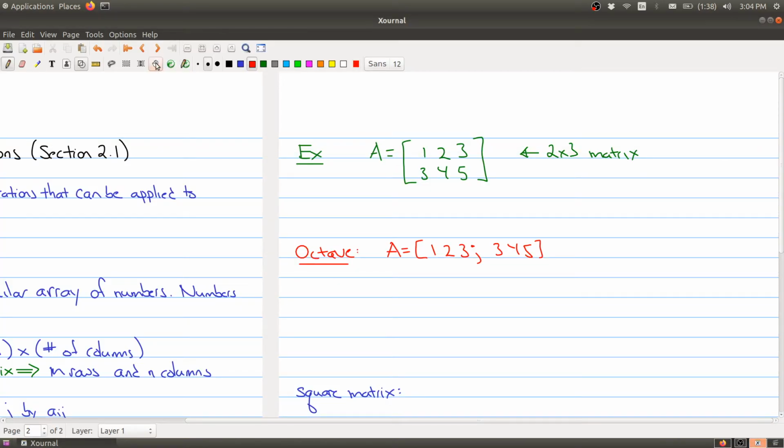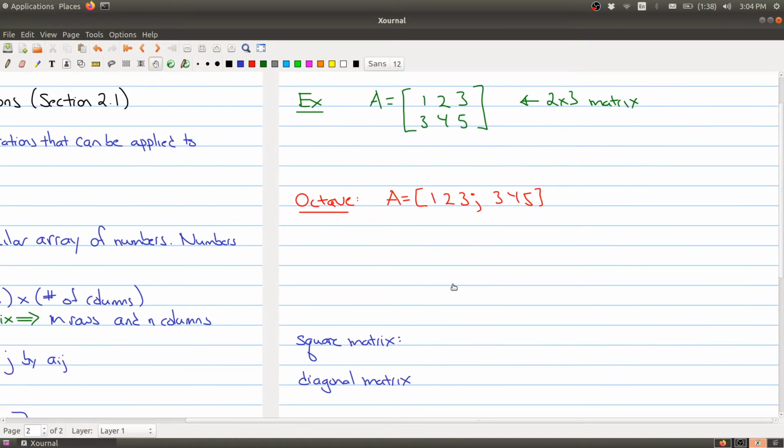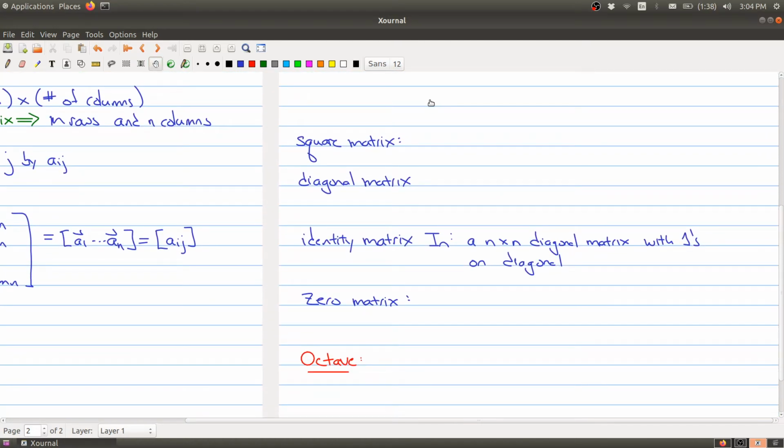Okay. Now there are some very special types of matrices that are going to show up a lot in our course. We have what's called a square matrix. And what is a square matrix? Well, that's simply an n by n matrix. The number of rows is equal to the number of columns.